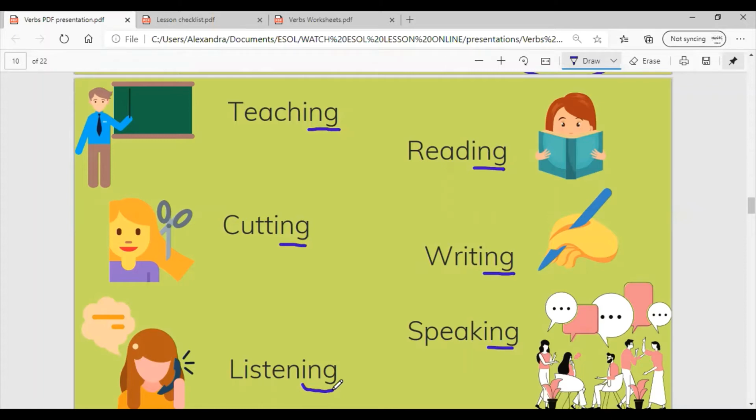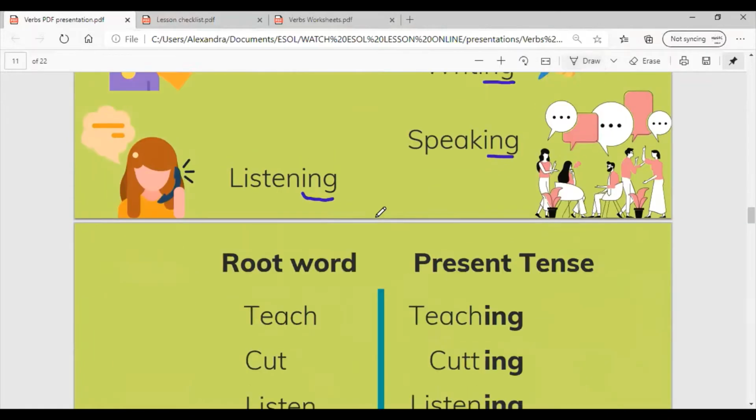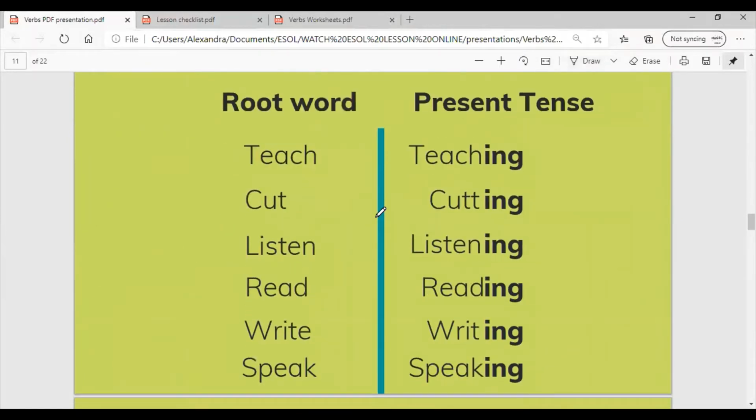We'll look at tenses in a later lesson because they can get a bit detailed, but right now, if we just focus on the present tense, so what action is happening right now, these words all have an ing, so it tells us that the teacher is teaching right now, the person is reading right now. So it's a really good way to identify a verb in a sentence by looking at its ending. If you ever see an ing, that means it's in the present tense.